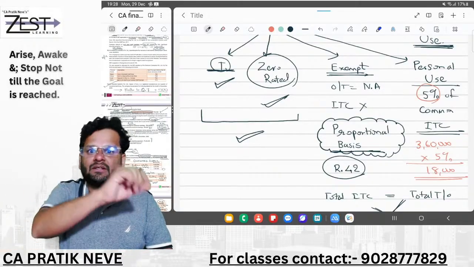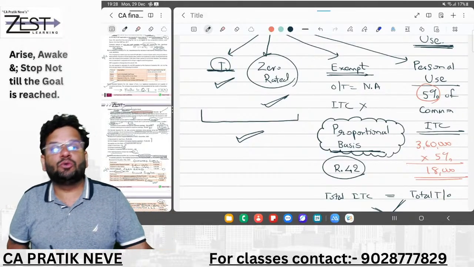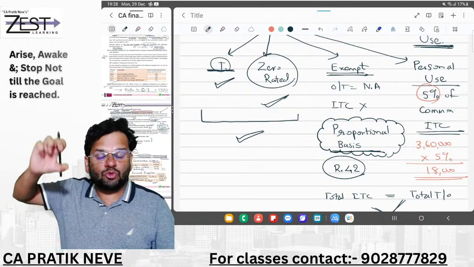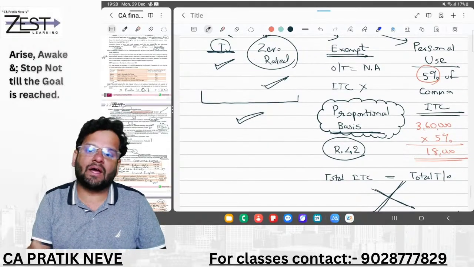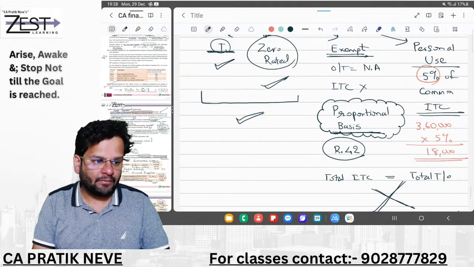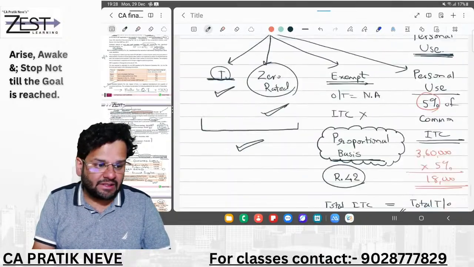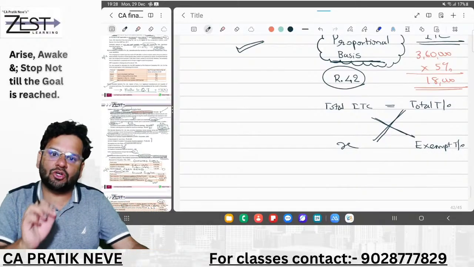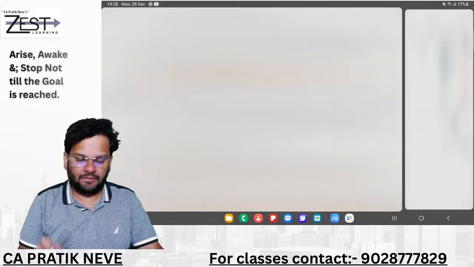So once, write in the chat window, write in the comments, how much will you disallow with respect to the inputs which are used for personal use. So you will disallow 5%. Is it clear to all of you? Now, if this is clear, then we will go ahead and do one question on this. The question is very interesting. Pay attention.